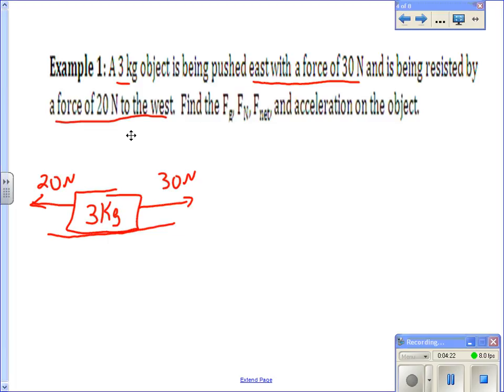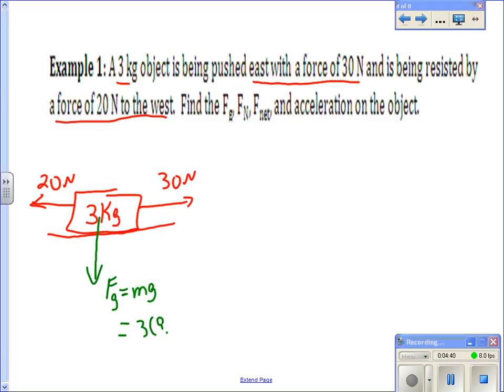All right, from there, we've got our drawing of what's going on. Now we're going to find FG. FG is directed from the object downward. So FG equals mg, where m stands for mass and g stands for the acceleration due to gravity, which is 9.8.